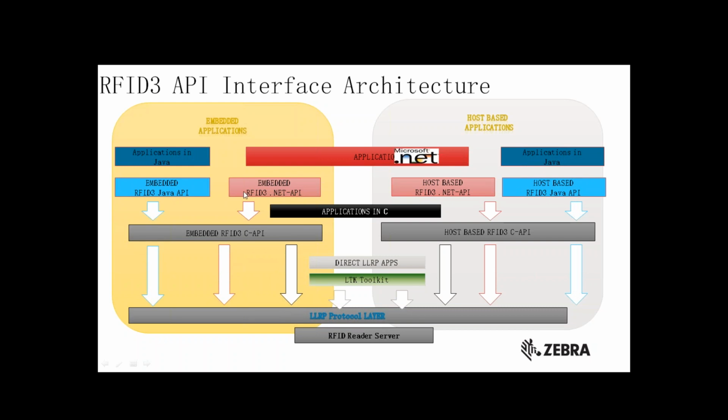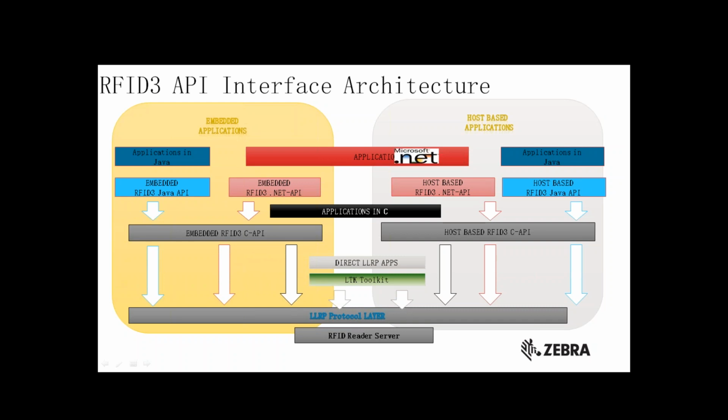And the same thing, we also provide Java APIs, which will let your Java application, be it embedded or host, go directly and talk to the RFID3 API, and then talk into the LLRP and into the reader. So many different choices. Just to summarize: you can have your application written in Java, .NET, or C, and use the Zebra RFID3 APIs. If you don't want to use any of that, you can create a direct LLRP application using the LTK toolkit, and then talk directly into the reader.